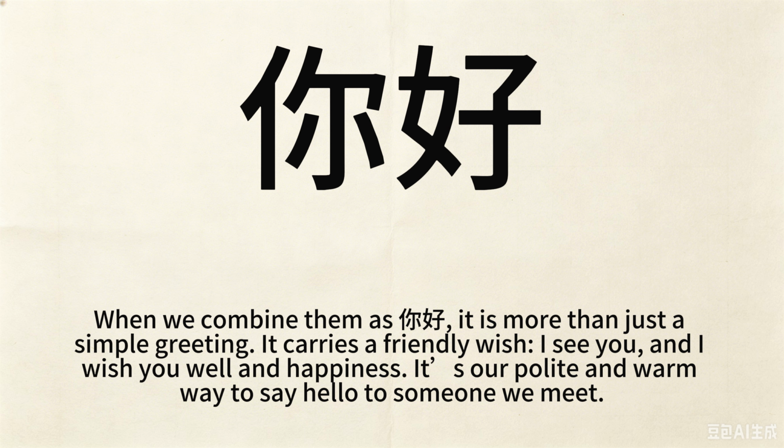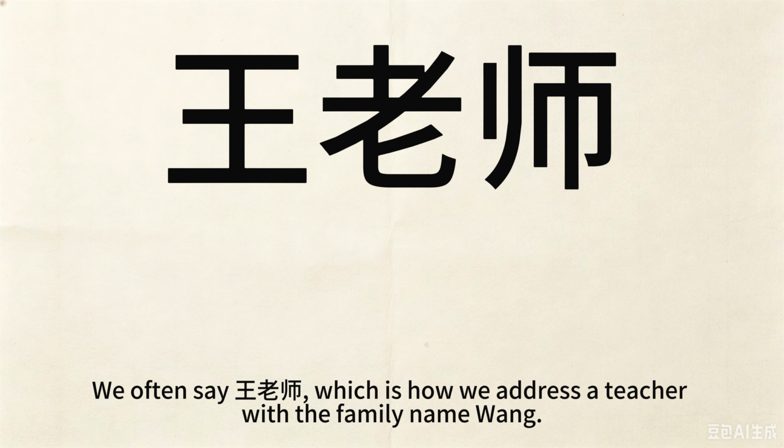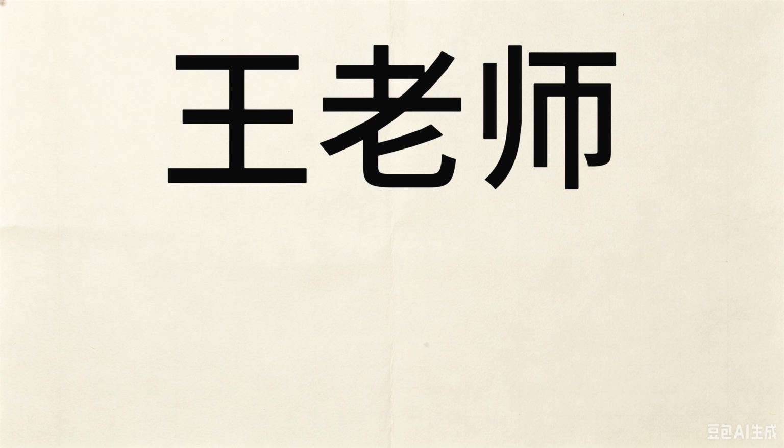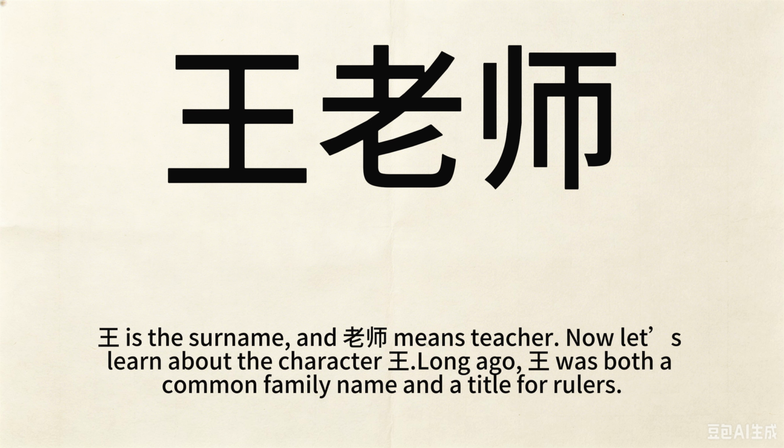When we combine them as 你好, it is more than just a simple greeting. It carries a friendly wish. I see you, and I wish you well and happiness. It's our polite and warm way to say hello to someone we meet. We often say 王老师, which is how we address a teacher with the family name Wang. 王 is the surname, and 老师 means teacher.